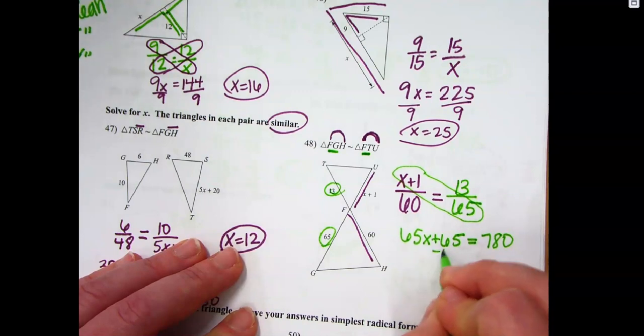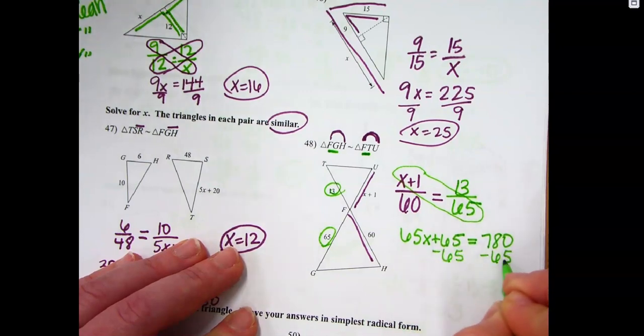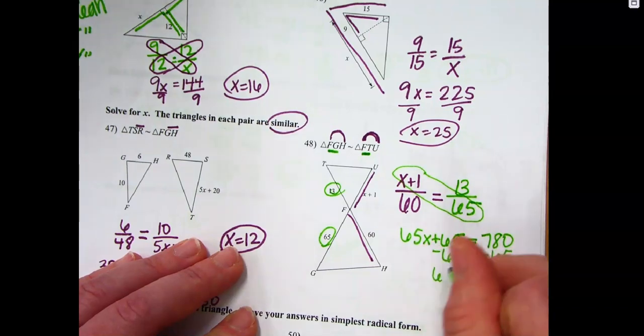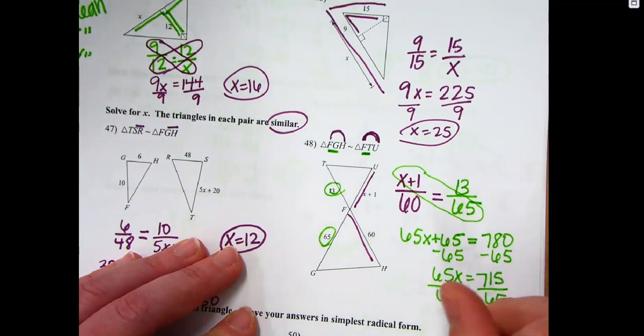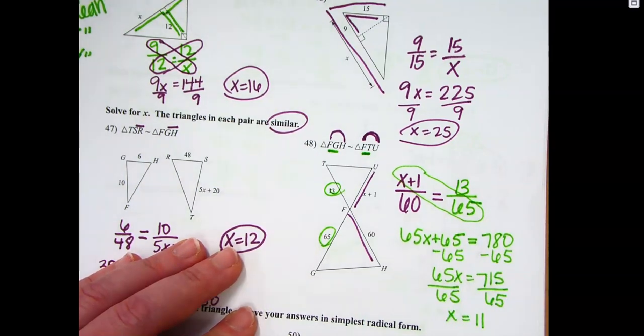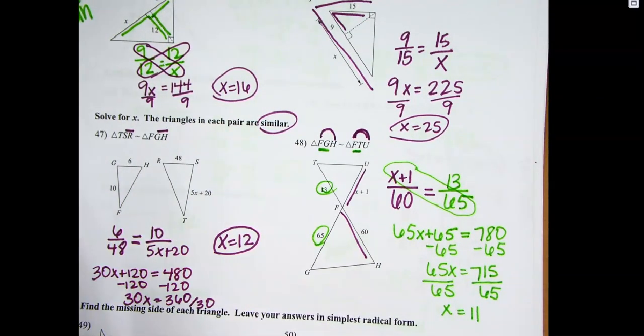I'm going to subtract out the 65, which is 715. Then I'm going to divide by 65, which is going to give me 11. So x is going to equal 11.